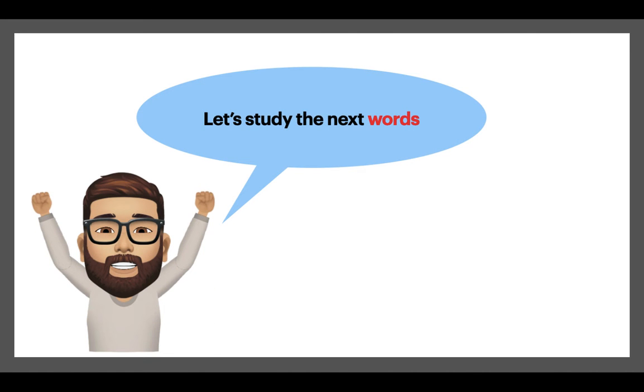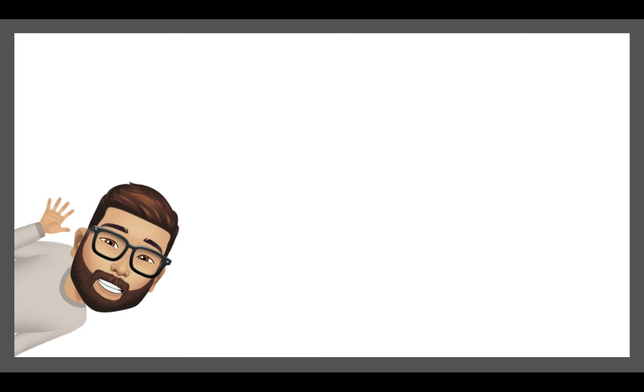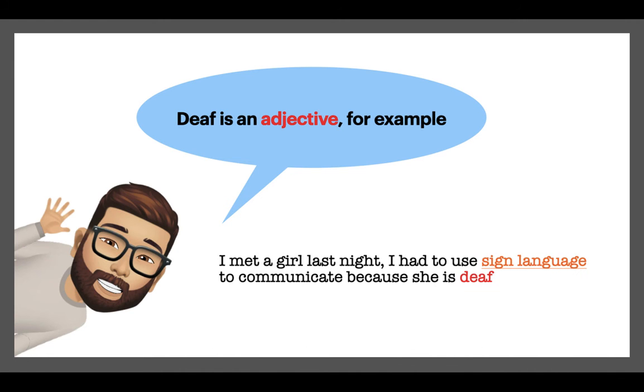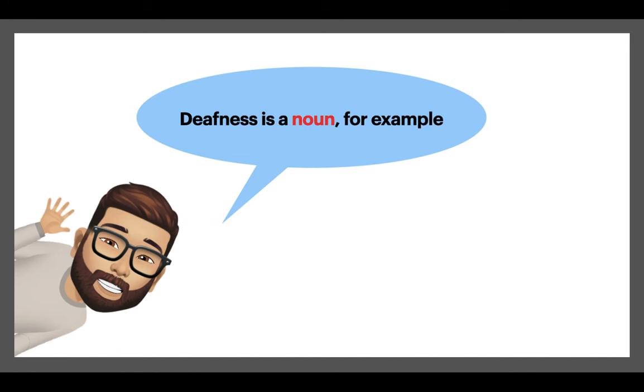Let's study the next words. Deafness, deaf, blindness, blind, hear, and hearing. Deaf is an adjective. For example, I met a girl last night. I had to use sign language to communicate because she is deaf. Deafness is a noun. For example, I know what deafness is because my mom is deaf.